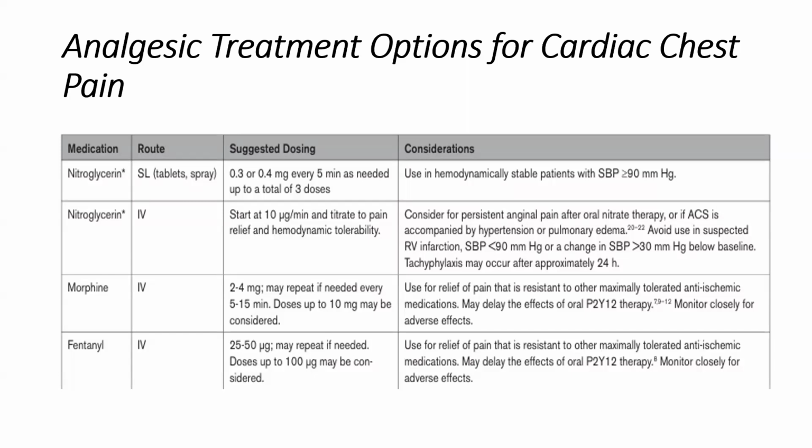If you are planning to administer morphine, then please note the dose is 2 to 4 mg that we need to administer every 5 to 15 minutes. Maximum dose is 10 mg. And for fentanyl, the dose is 25 to 50 microgram. The maximum dose is 100 microgram. Before administering morphine and fentanyl, we should keep in mind that they may delay the oral effect of P2Y12 therapy.